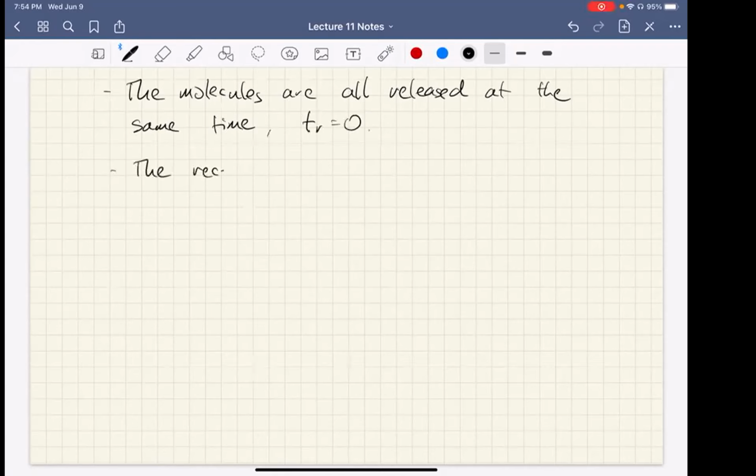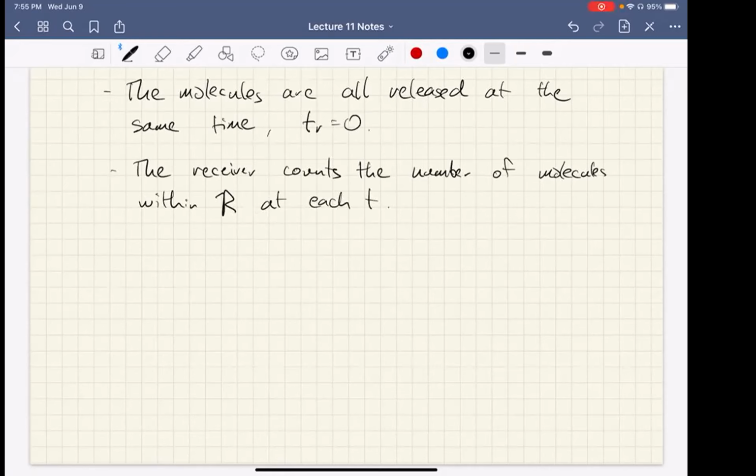The receiver counts the number of molecules within R at each t. Otherwise, the receiver doesn't interact with the Brownian motions at all, and the molecules that are propagating don't experience anything different whether they're in the receiver or not. They just get counted.